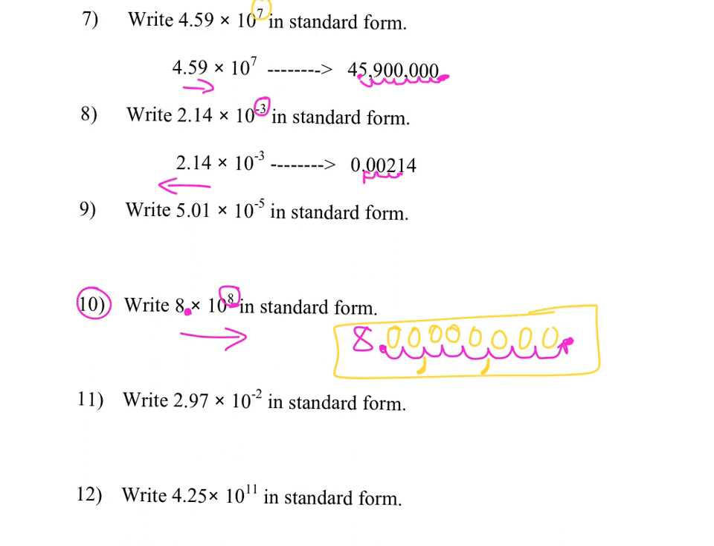Looking at number 11, we have 2.97 times 10 to the negative 2, so we know that this is a negative value, meaning it is a small value, so we need to move that decimal off to the left. So I'm going to have 2.97. I'm going to take that decimal and we're going to go 1, 2, put the new decimal there, fill in with zeros, so our answer is 0.0297.